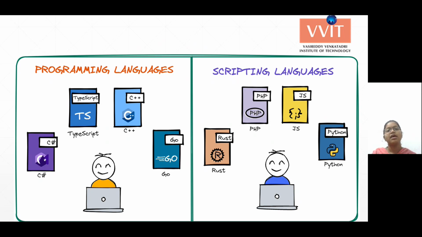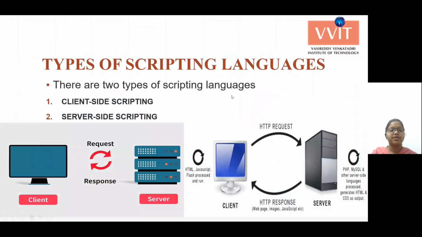So first let's discuss how many types of scripting languages there are. There are two types of scripting languages: client-side scripting and server-side scripting. Here you can see a client computer and a server. Client-side scripting languages are written on the client side, whereas server-side scripting languages are written on the server side. Here, the client sends a request to the server, and the server processes that request and sends the corresponding response to the client.